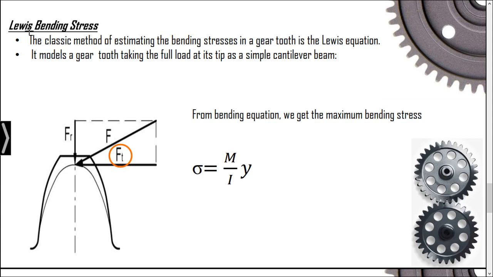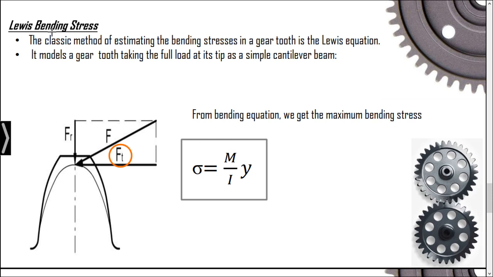So in the Lewis bending stress, a cantilever beam is assumed at the place of a tooth, and the forces are considered, and using the moment equation, M by I is equal to sigma by y. M is the maximum bending moment, I is the moment of inertia, and y is the distance from the neutral axis. So using this moment equation, the Lewis equation is built. This is the very fundamental of the Lewis bending stress.